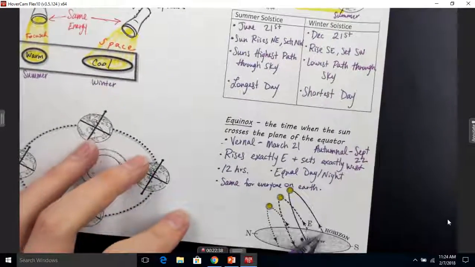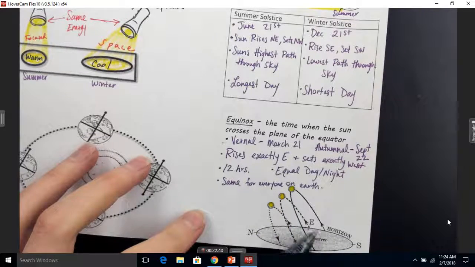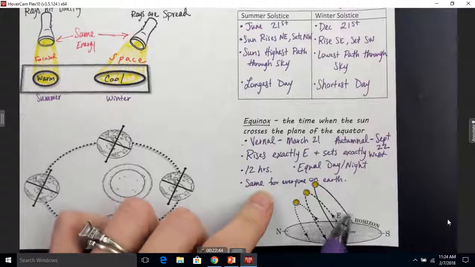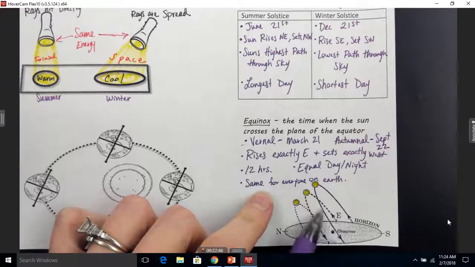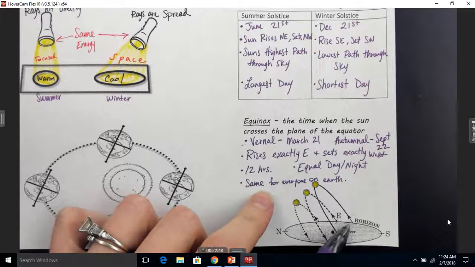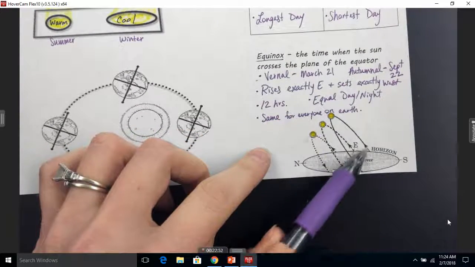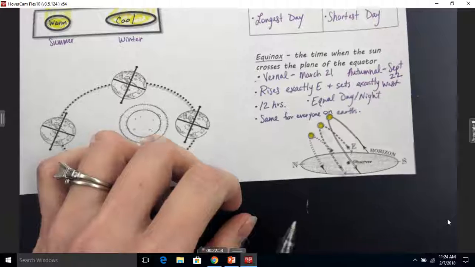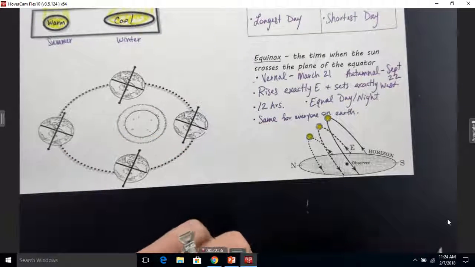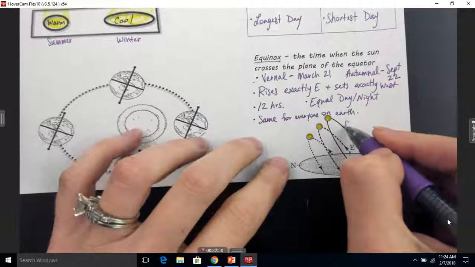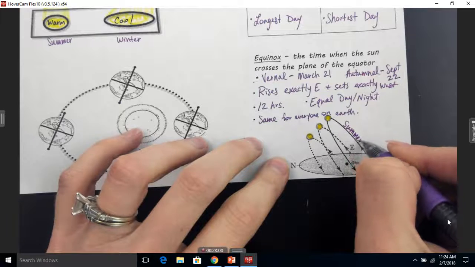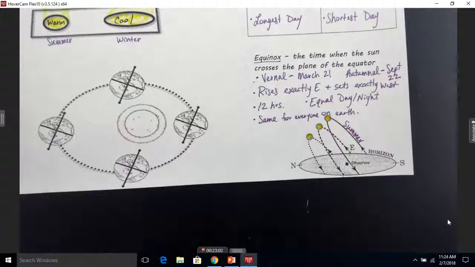Okay, so this is the path of the sun through the sky. We got 3 little paths. The first one right here, what is it representing? Summer. Why is it summer? Because it's the highest way up to go around. Highest path through the sky.